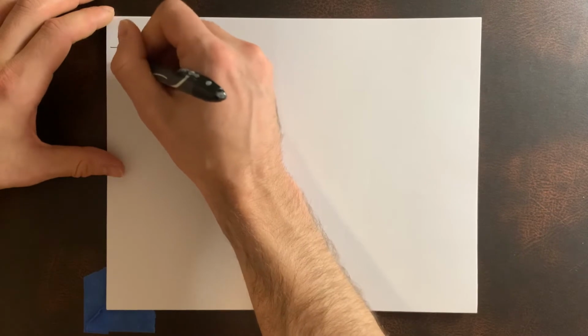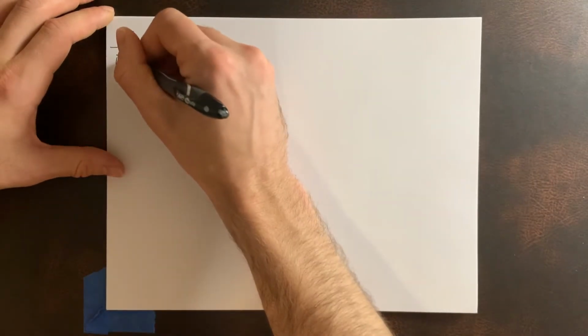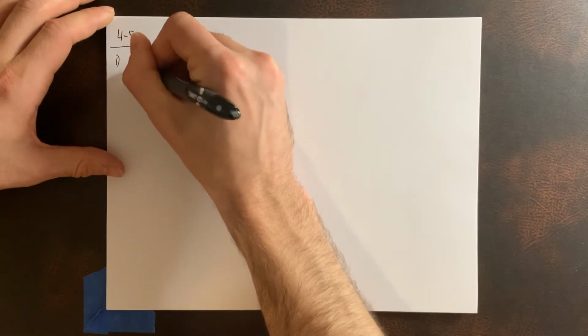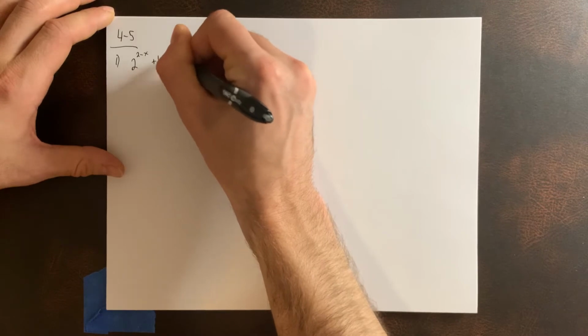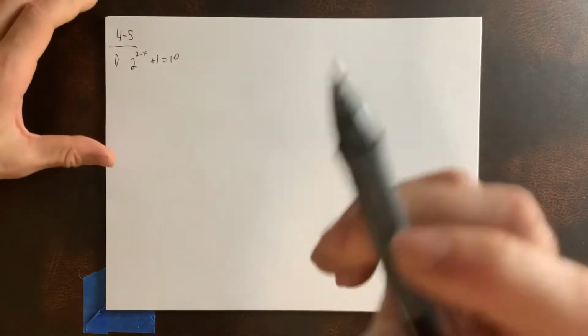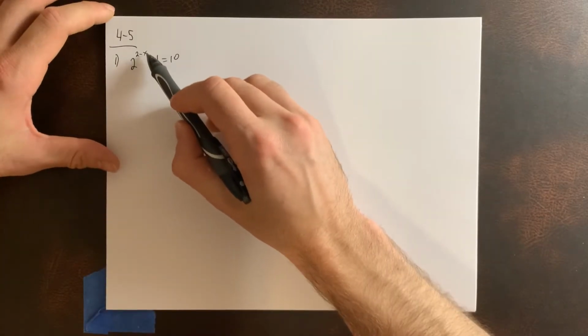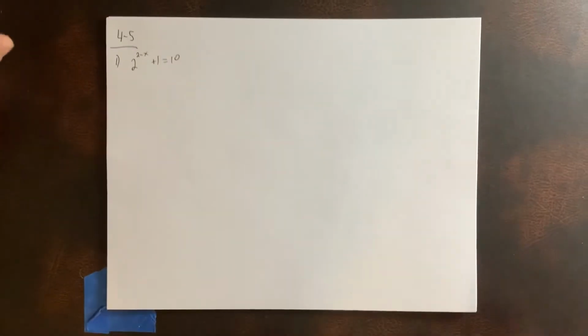So this is from the first bit of the homework. I don't know what the problem number is. But anyway, a problem that looks like this: 2 to the power 2x plus 1 is equal to 10. So the first homework problem from this section is something of this form where you have your variable in the exponent. There's only one variable, and then we want to solve for that.